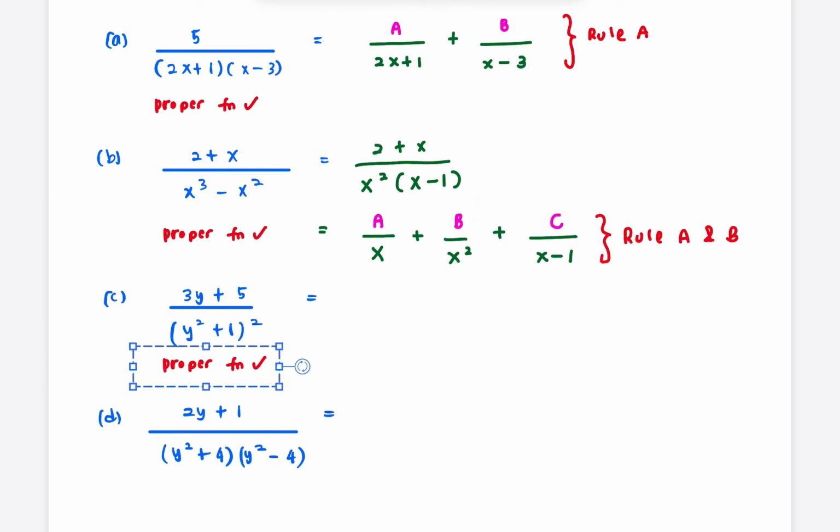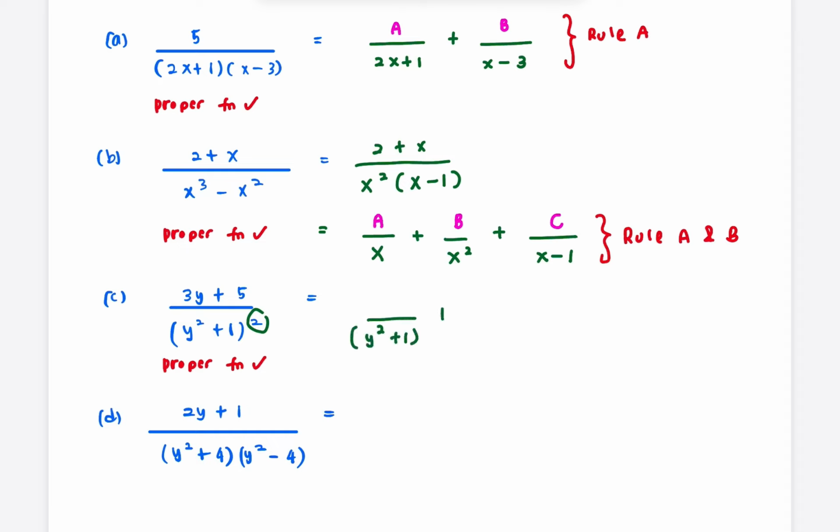The denominator has already been factored. You apply the rule. So which rule? Y squared plus 1. Can you factor this further? No. If you find the rule, how many fractions do you want to decompose? 2, according to the degree here. So you have something over y squared plus 1, plus something over y squared plus 1 squared. And then if your denominator is quadratic, your numerator will be linear. So you have ax plus b plus cx plus d.